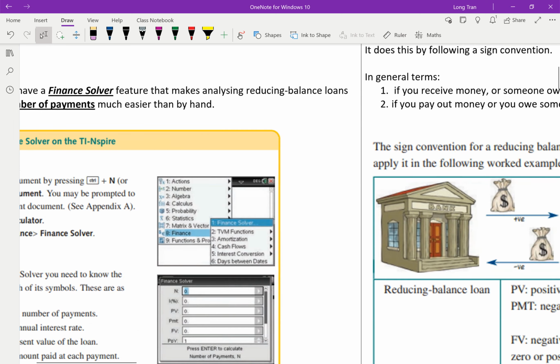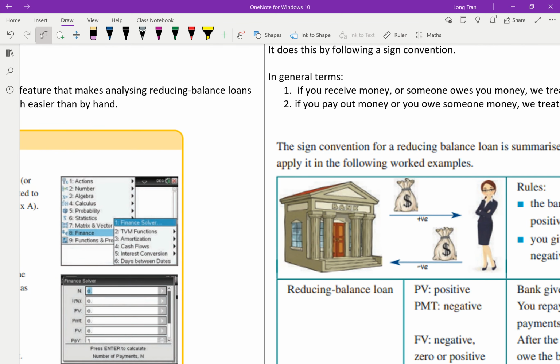So your job is to get familiar with it. Now you can go through the examples, and the examples will teach you how to use it, but I'm going to quickly show you what it looks like.